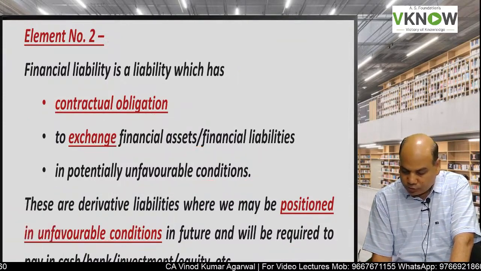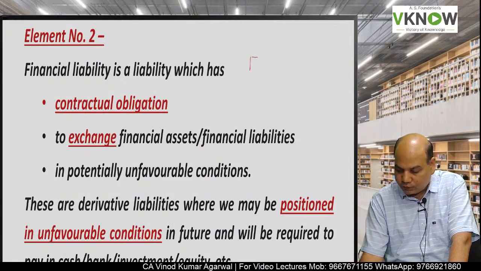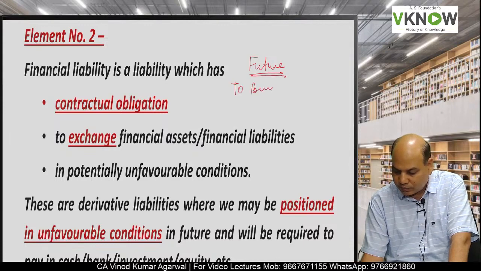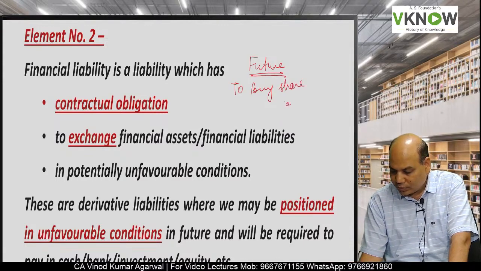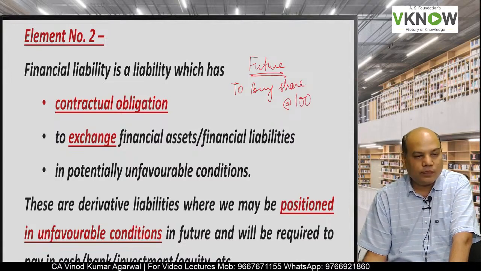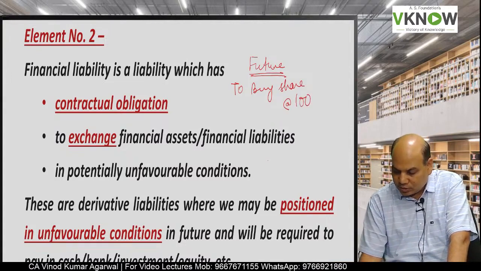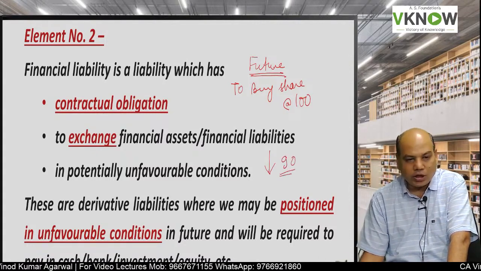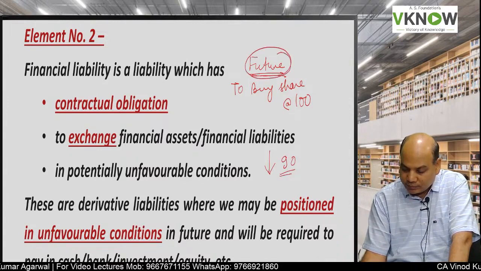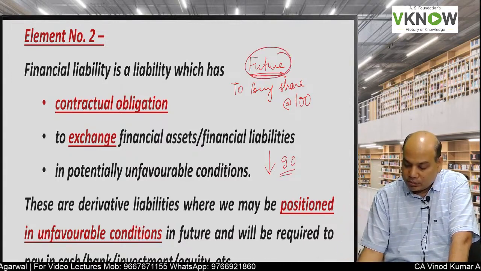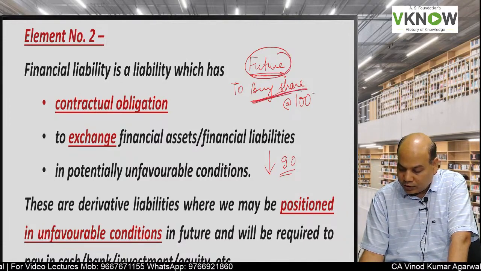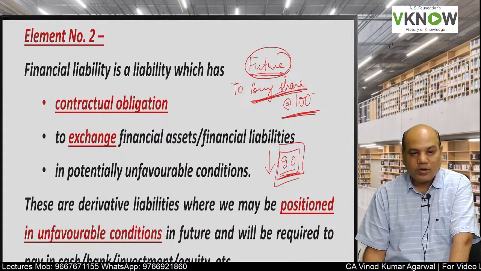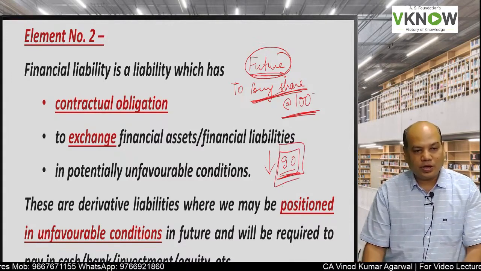So suppose, for example, you have entered into a future contract to buy a share at 100 rupees, but the future rate is now 90 rupees. It has gone down. So this future contract will become unfavorable because you have to buy one share for 100 rupees whose value has gone down to 90 rupees. So the contract becomes unfavorable to you.